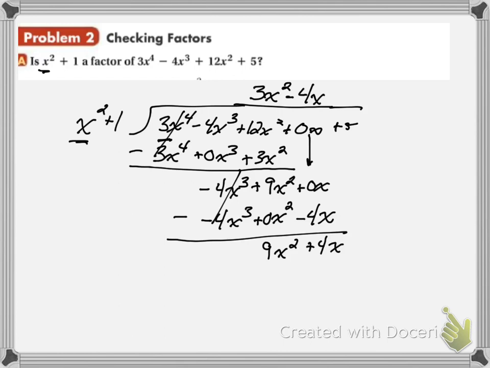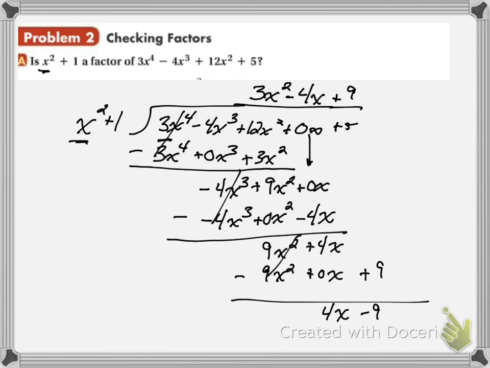Okay, how do I get x squared to be 9x squared? I'm going to multiply by 9. 9 times x squared is 9x squared. 9 times 1 is 9. We got a 0x in here. Subtract again. That's gone. We end up with 4x minus 9. Sorry, I forgot to bring the 5 down, so it should be minus 4. Okay, and that's the end. It is not a factor because we are left with this remainder at the bottom. So your answer is no.